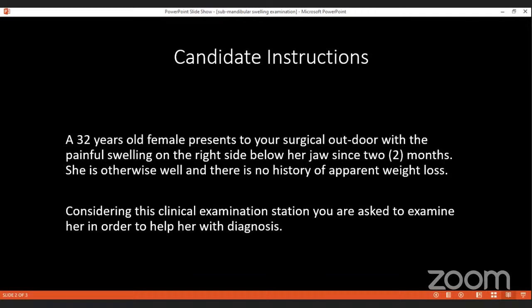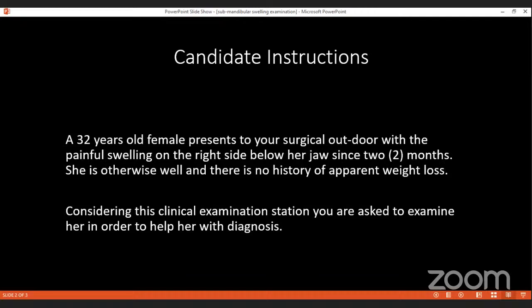Did you auscultate to hear the bruit? Yes, I did. So today I examined the swelling of a 32-year-old female, which is just below the right jaw, for 2 months. On inspection, I can see a swelling, oval in shape, of about 3 by 4 centimeters, which is obvious on the right side.